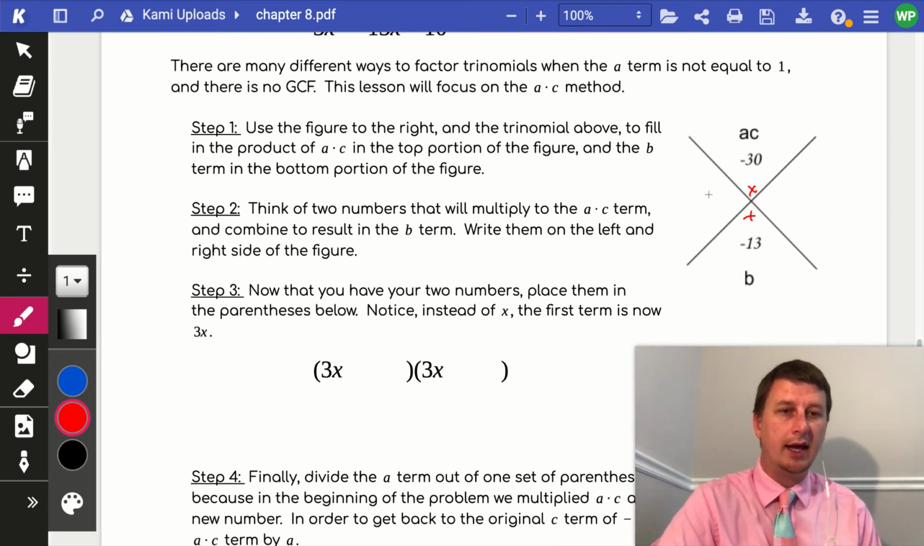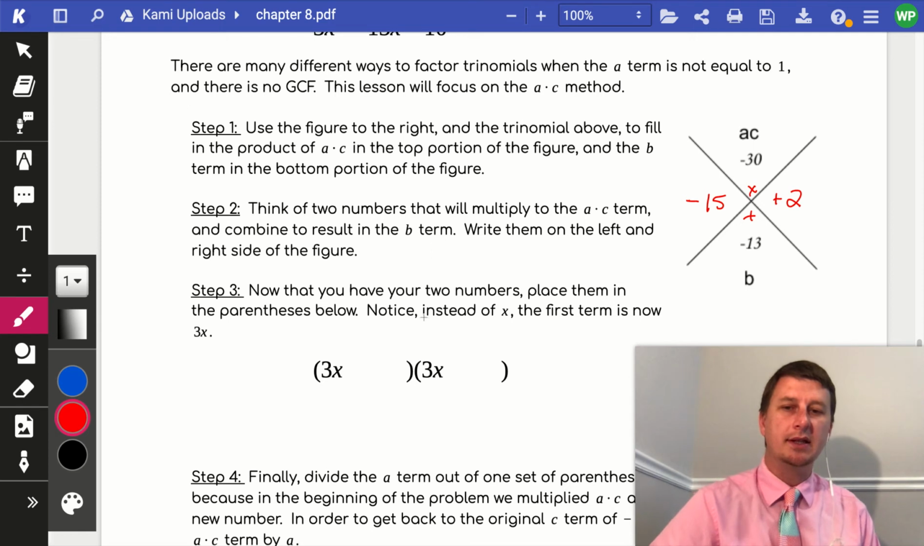But we have, let's try 15 times 2. And to get that to be a negative 30 and a negative 13, negative 15 and positive 2. Negative 15 times 2 will give me negative 30. And negative 15 plus 2 will give me negative 13. So now that I have my two numbers, place them in the parentheses below. So I'm going to place negative 15 and positive 2.